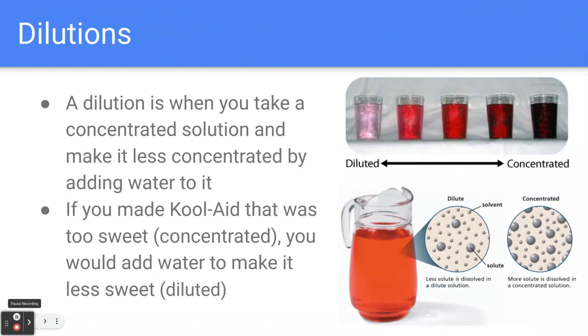All right, so the next thing we're going to talk about is dilutions. Now, a dilution is when you take a concentrated solution and make it less concentrated, typically by adding water to it. So if you were making Kool-Aid that was too sweet, meaning that it's the concentrated type, then you would add water to make it less sweet, which is diluted. You can see on the right that the concentrated solutions look darker, the diluted solutions look lighter, and a more concentrated solution has more solute, more of what's dissolved inside of it, compared to the dilute solution.